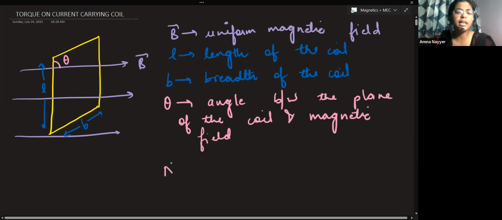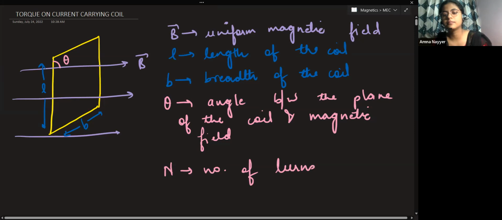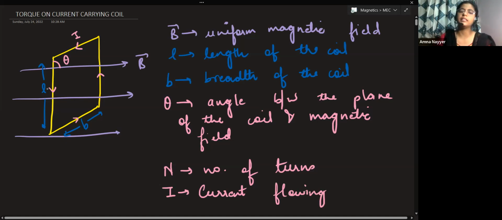Also, one more thing, let's take n, number of turns. It can be one for a single coil, and as you start coiling it, the number of turns gets increased. So number of turns. One last quantity. Let's say current is flowing in this direction. I have taken current I, and in all these segments, if I divide it as separate lines, I is the current flowing in each segment.